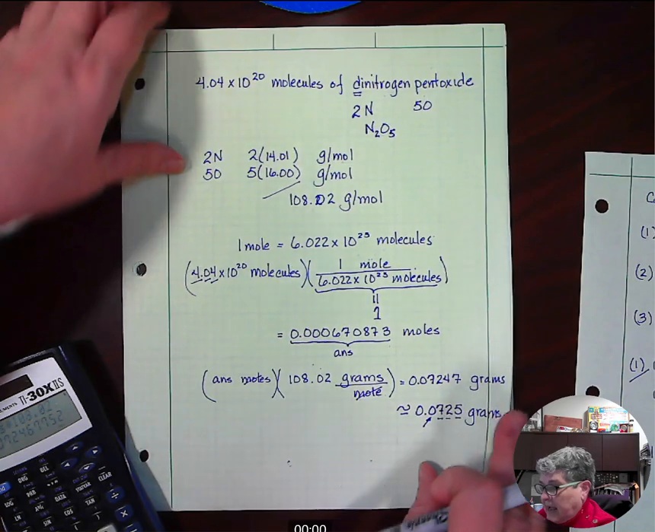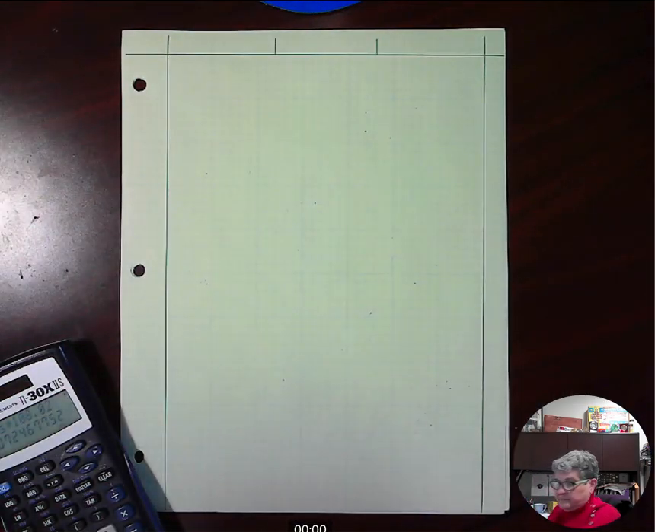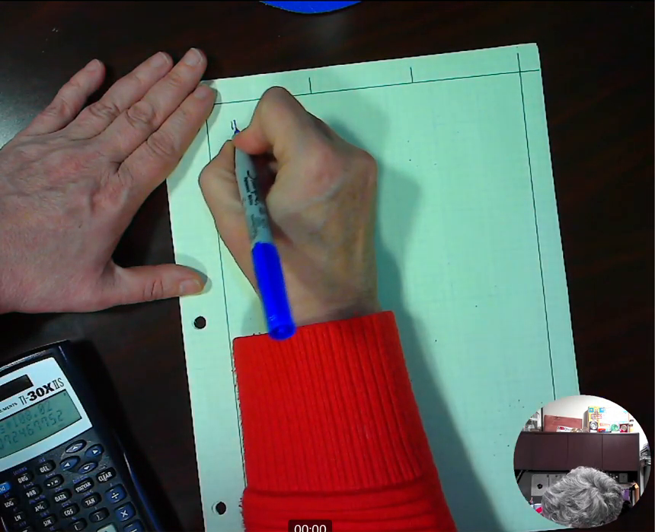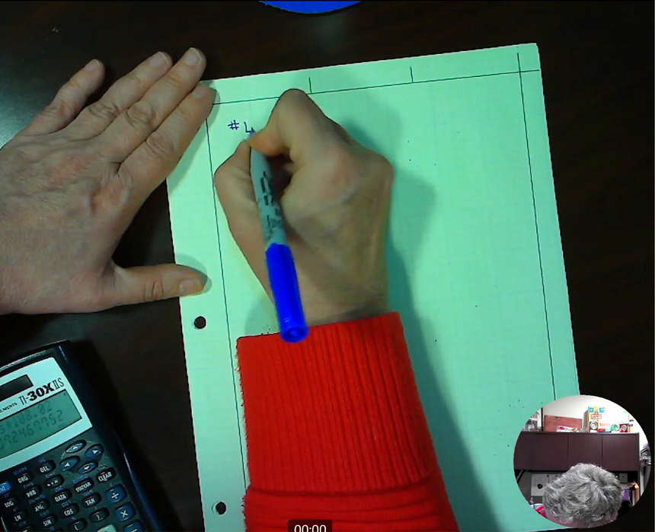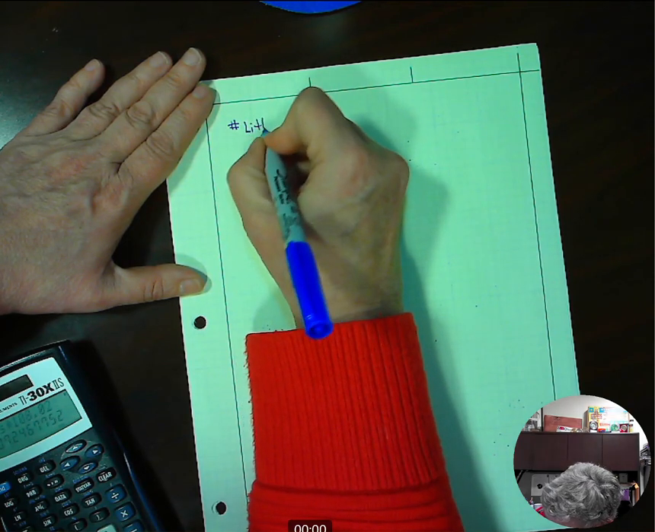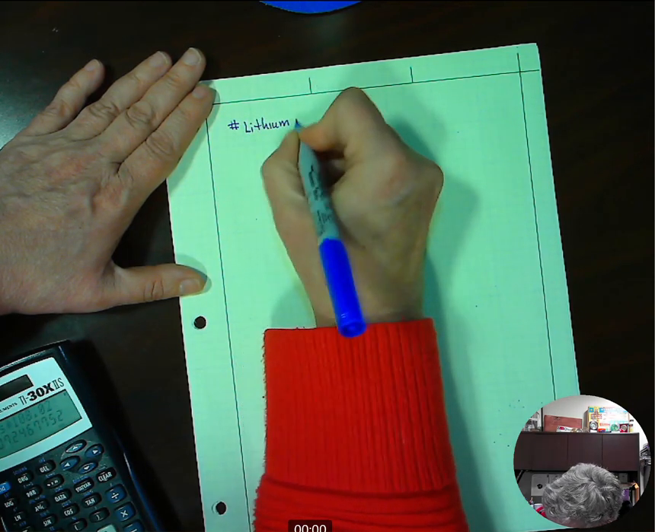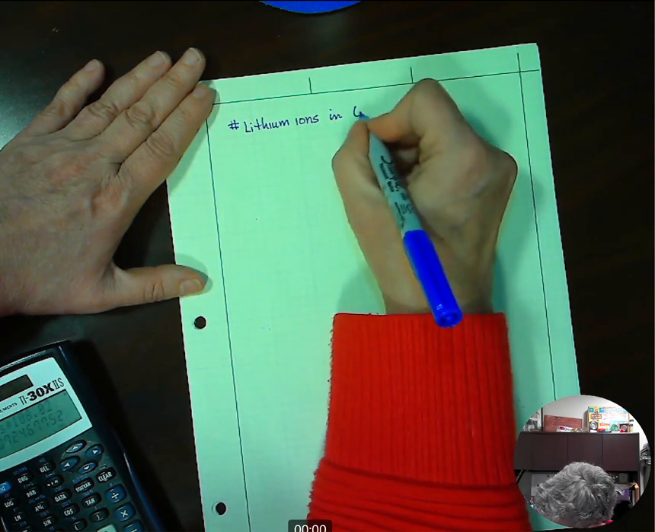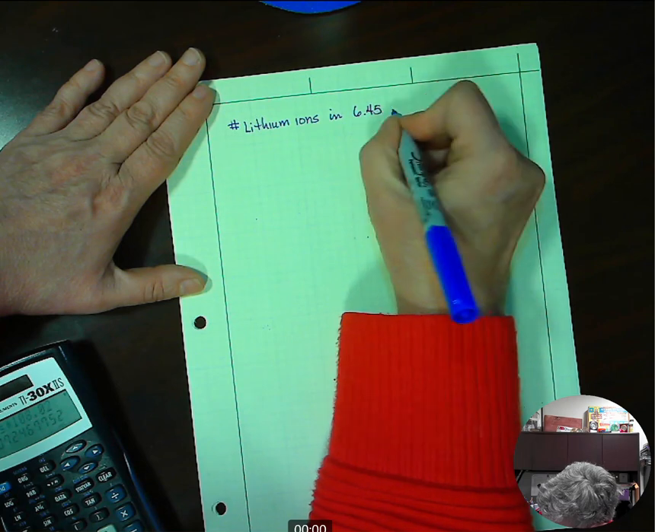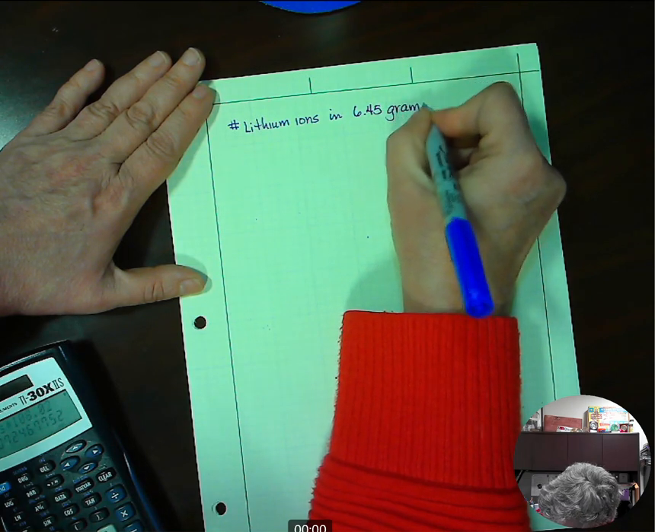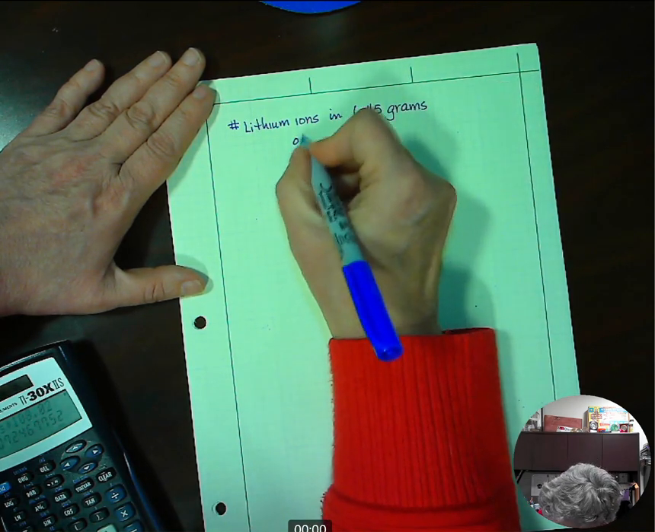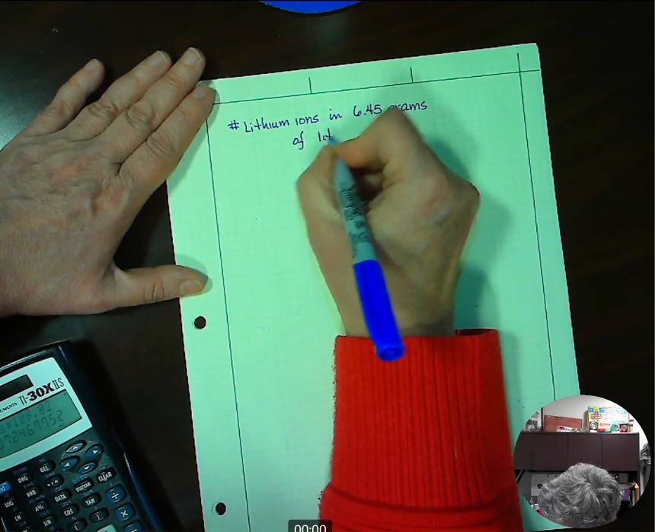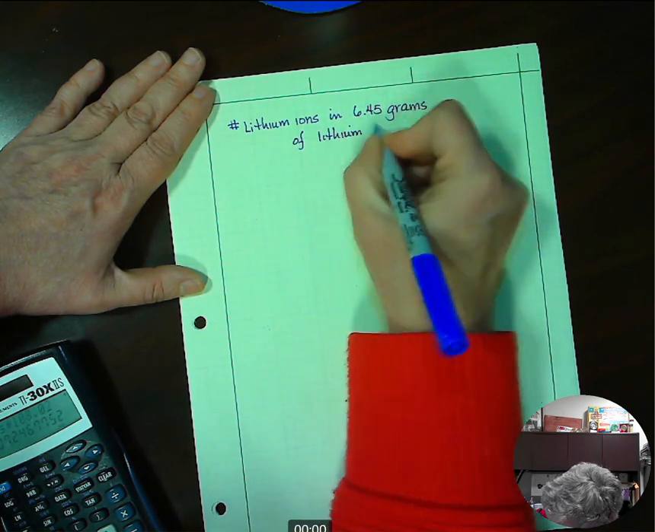Now we had one last one, and this one was a little different. We're going to go ahead and do that one. And this was asking for the number of lithium, and I'm going to spell it out, lithium ions in 6.45 grams of lithium sulfate.